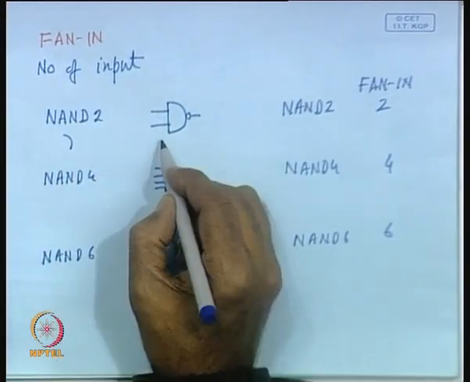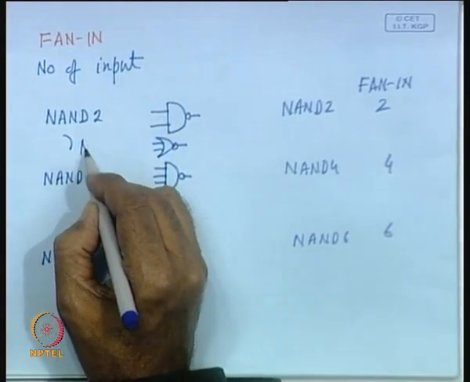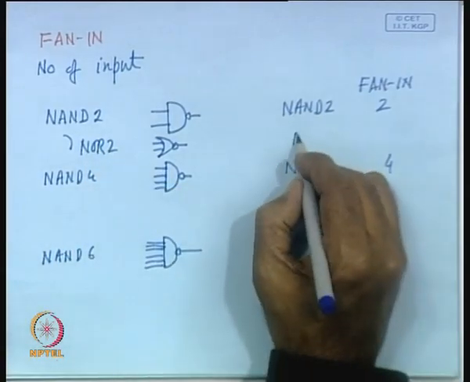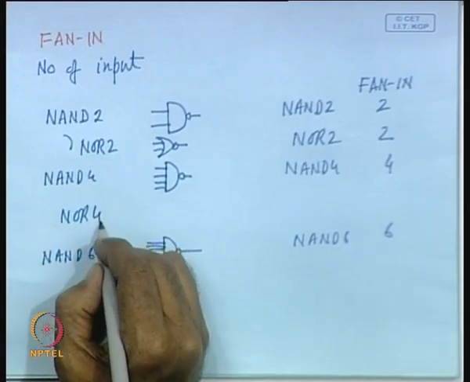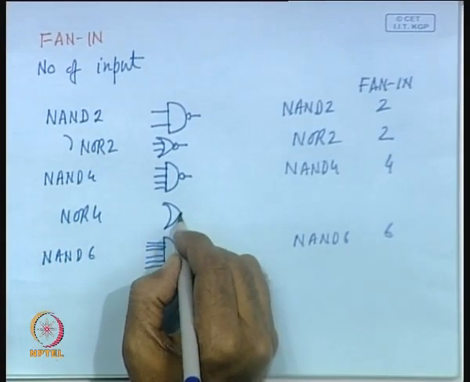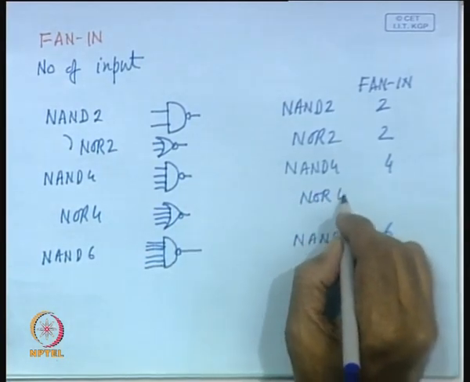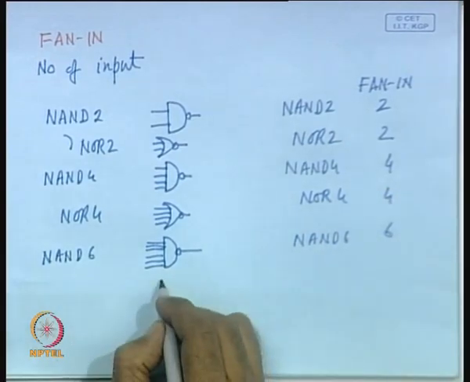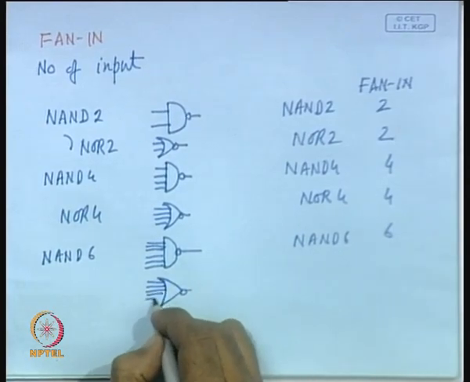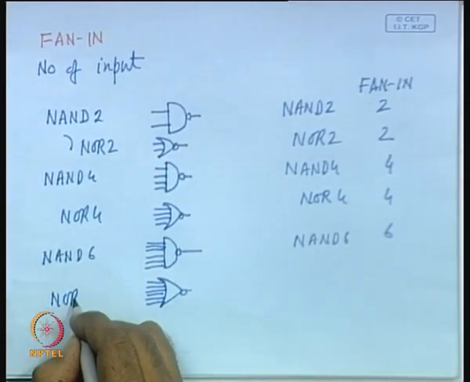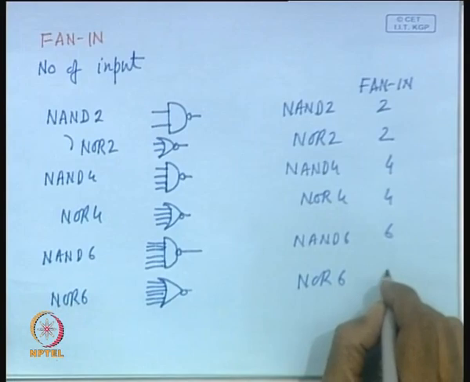Similarly, we can have NOR gates, 2 input NOR gate, NOR 2, again we will have fan in of 2. NOR 4, we will have fan in of 4, a 4 input NOR gate. Similarly, you can have, say, NOR 6, 1, 2, 3, 4, 5, 6. So, NOR 6 will have fan in of 6.